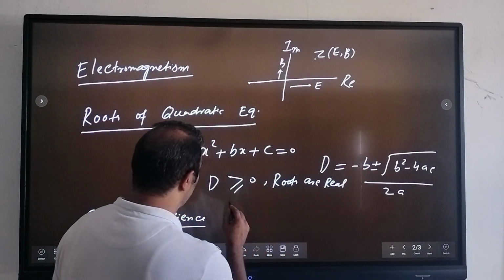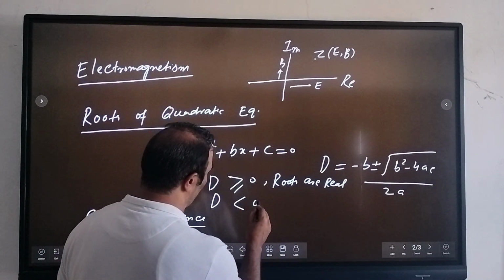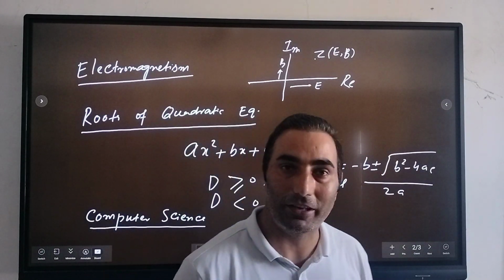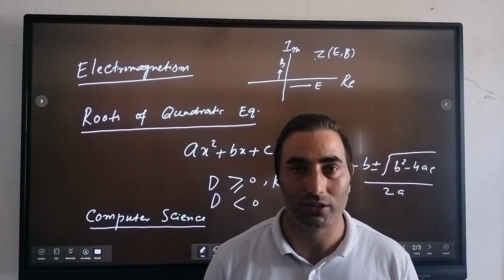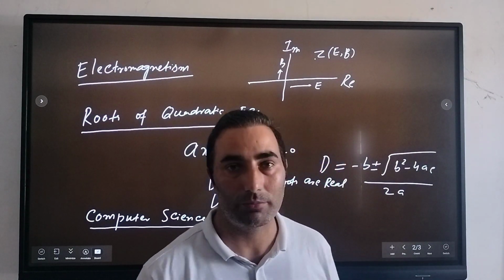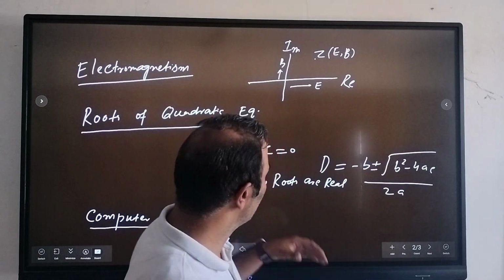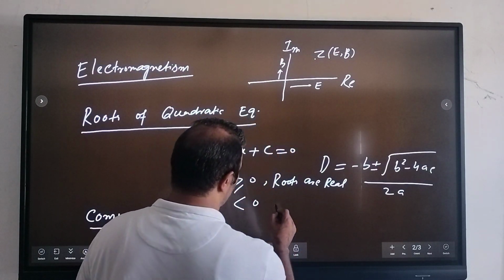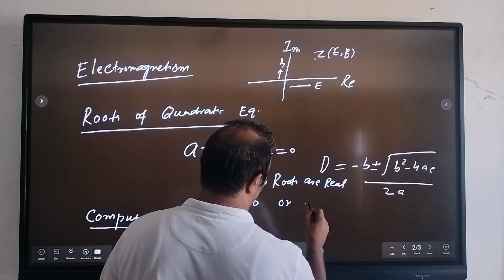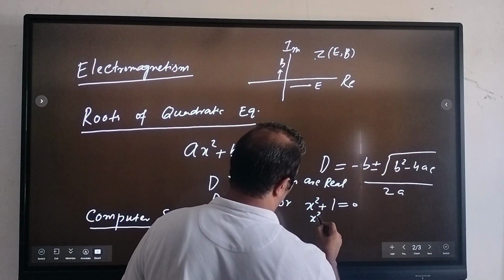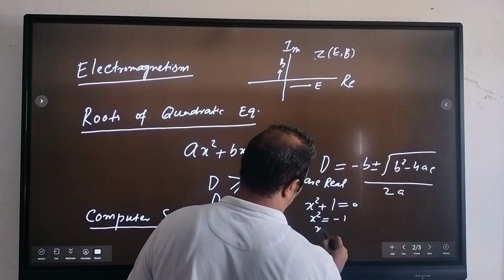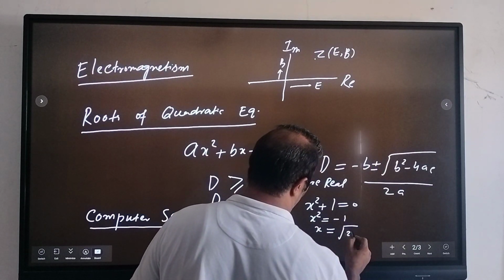But there is a third condition: if you consider the discriminant less than 0, in that case the roots cannot be real, right? The roots will be imaginary, because in that case our solution is not clear, so you are writing it in terms of some imaginary value. For example, you can take x square plus 1 equal to 0, or x square equal to minus 1, or x equal to root.